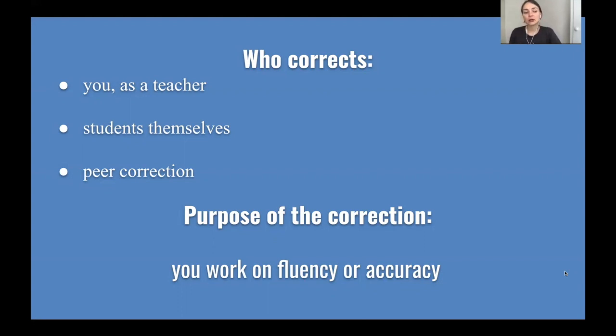Okay, so you can correct as a teacher. Your student can correct themselves if you show them a special signal or sign or facial expression, or it can be a peer correction. And when you're working on accuracy, when you're doing a grammar exercise, you need to correct immediately. Or if you're working on fluency, you need to use delayed correction. And let's move on, and let's look at the different techniques of mistakes correction.